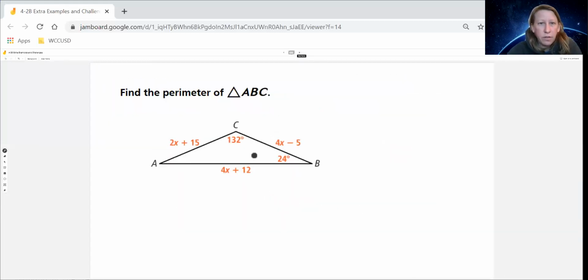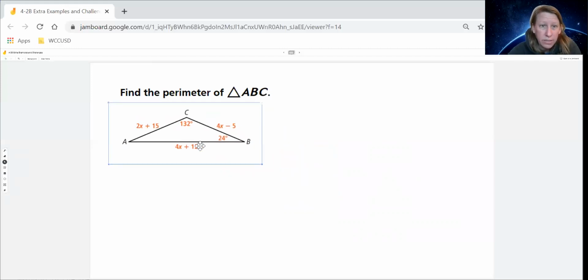All right, so here's a fun one. Find the perimeter of triangle ABC. That's going to be a fun challenge. You can pause it and try it on your own, or you can watch me do it. Or you can pause it partway through and see if you can do some of the steps.